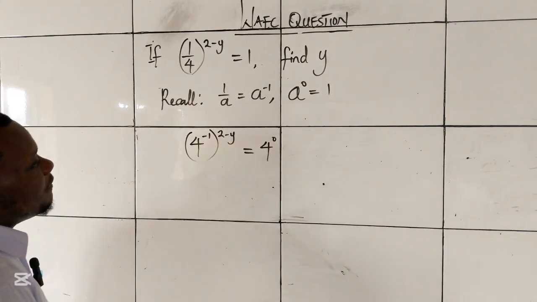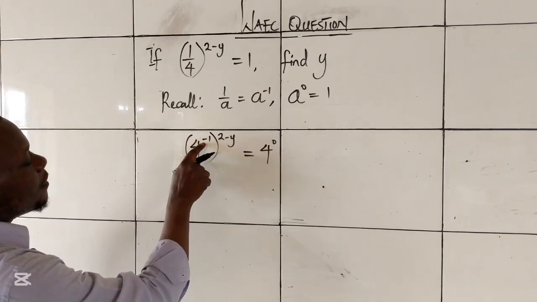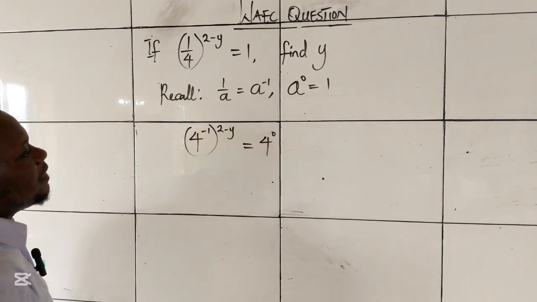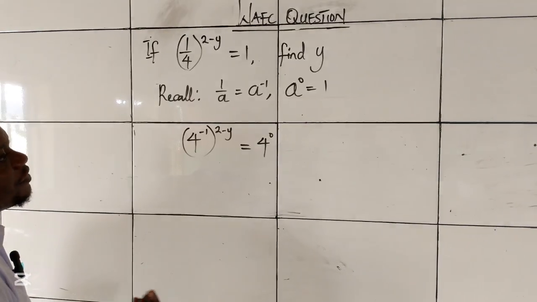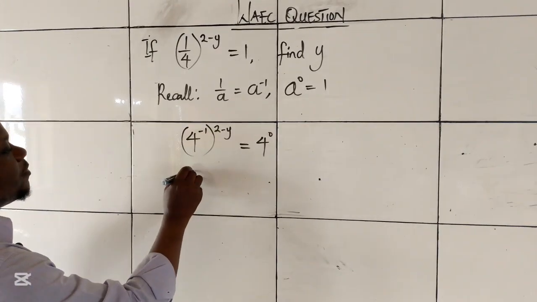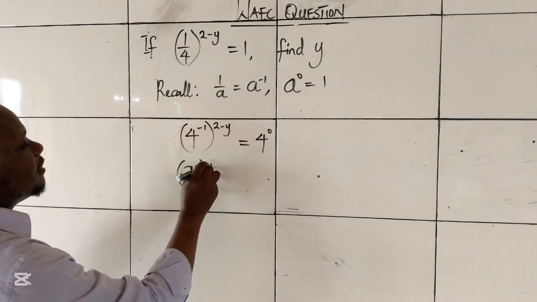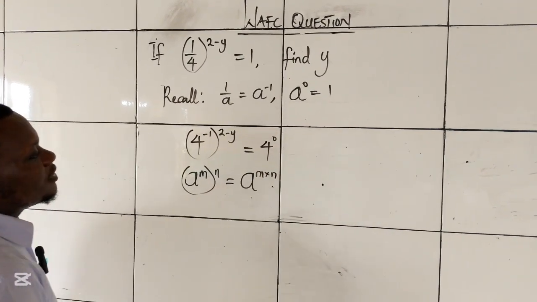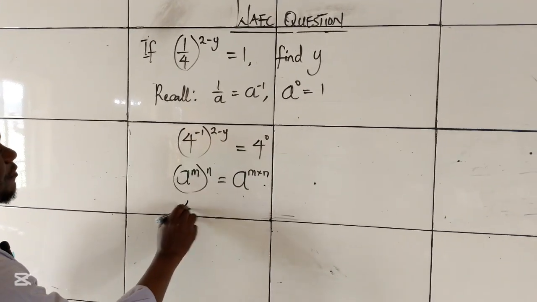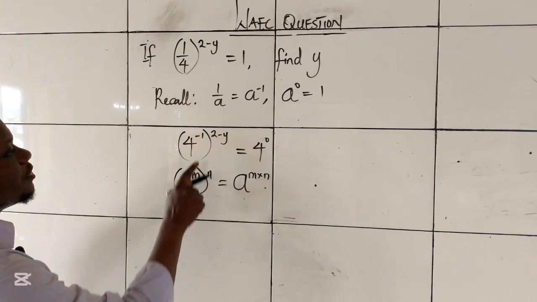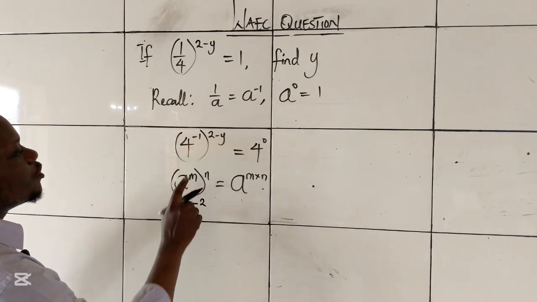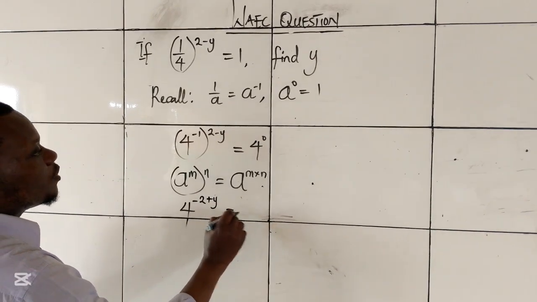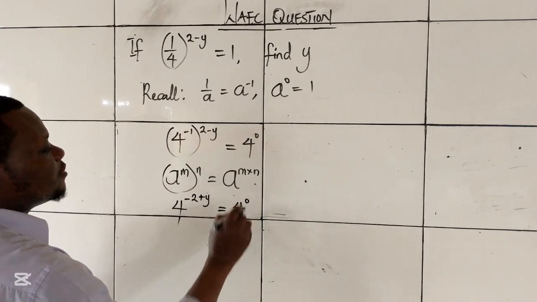Now, when we have a double power, then it multiplies itself. It's also one of the laws of indices that a raised to the power of m, bracket n, can be written as a raised to the power of m times n. So I'm going to apply that here. I will have 4 raised to the power of minus 1 times 2, which will be minus 2, and minus 1 times minus y will be plus y, equals 4 raised to the power of 0.